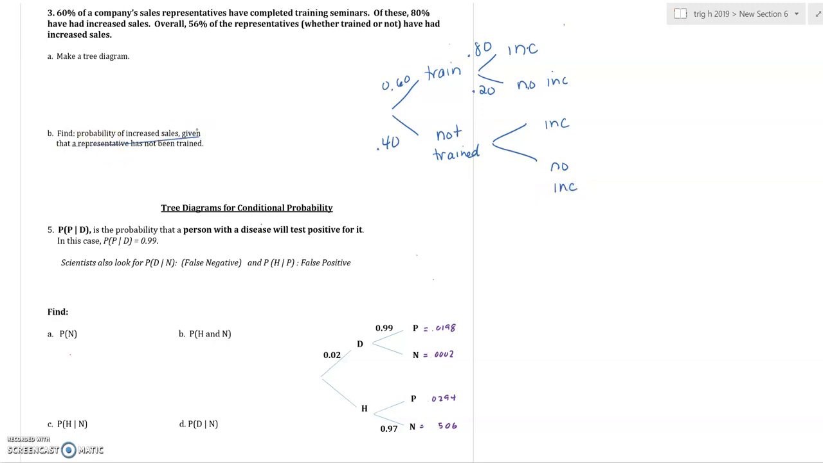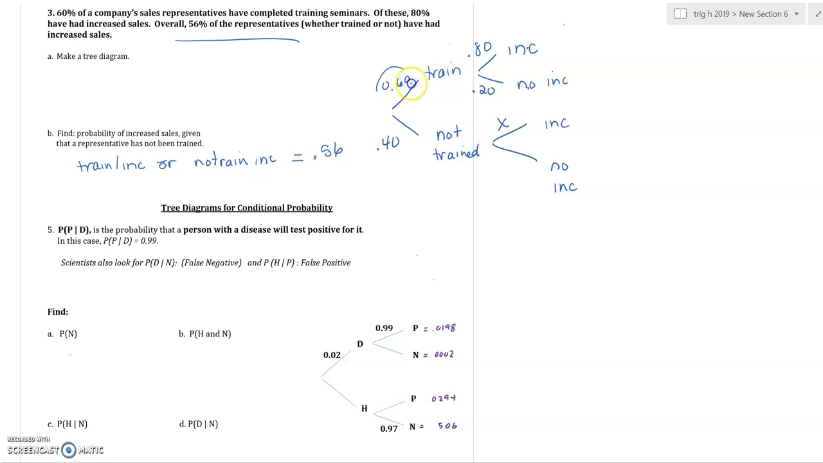Okay, so here's the question. It says, find the probability of increased sales given the person has not been trained. So we're actually trying to find X right here, an increase without training. All we know is that 56% of the representatives have had an increase. That means the trained people with an increase, or the untrained or not trained people with an increase. If you add those up, you get 56%.